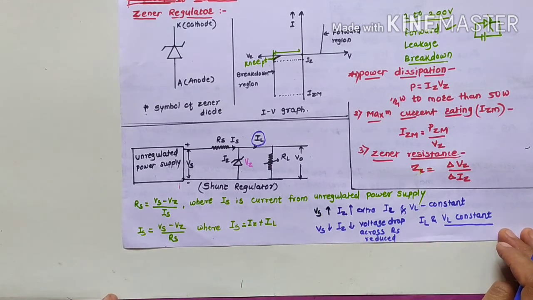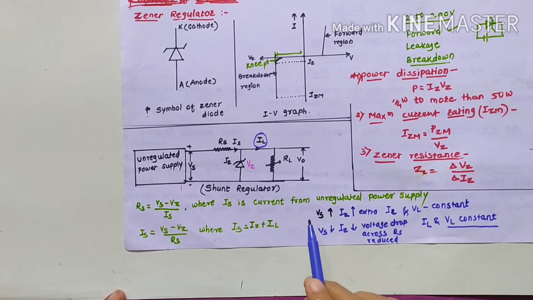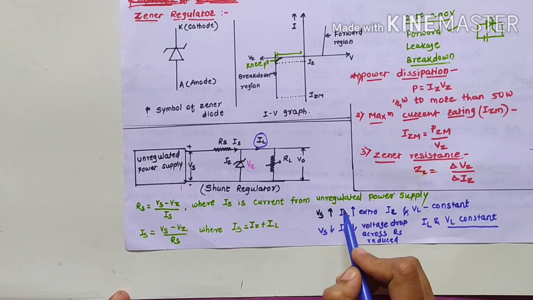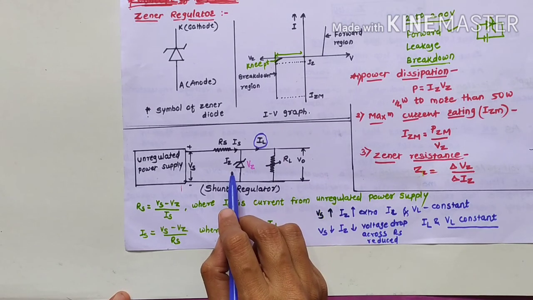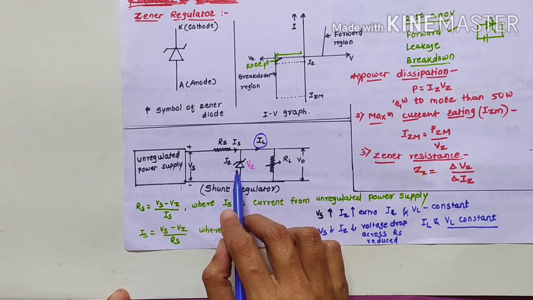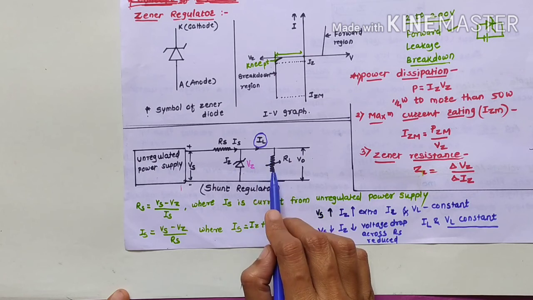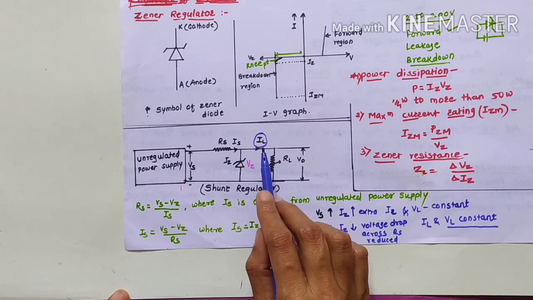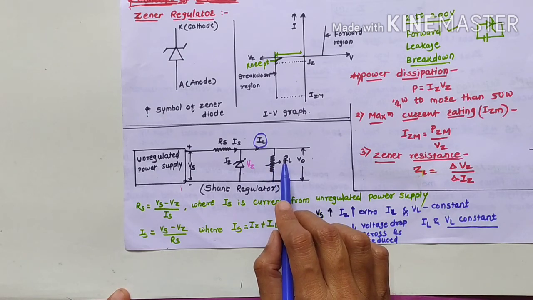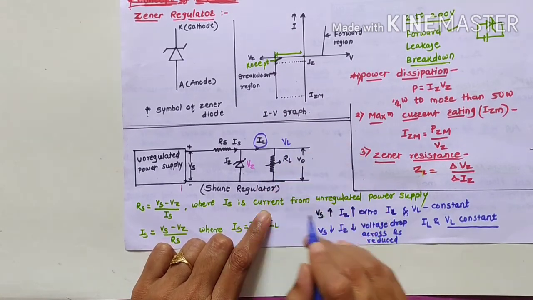Okay students, I repeat again. When this voltage is initially increased here, the current also increases across the Zener. As there is an extra current across the Zener, this makes IL, that is the current across this load resistance, constant. As this current is constant, the voltage across this load resistance, that is VL, remains constant.